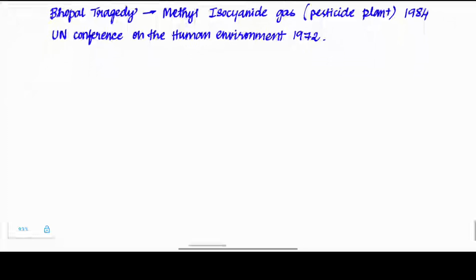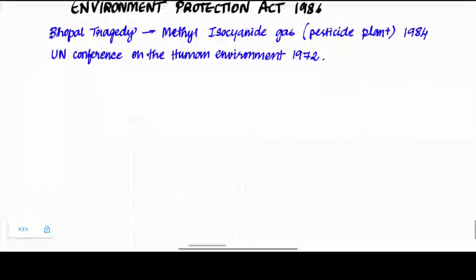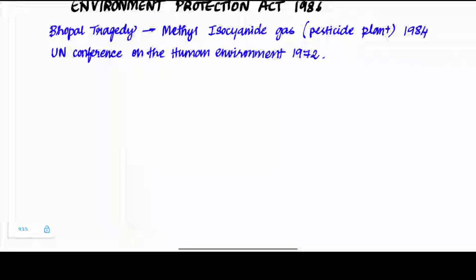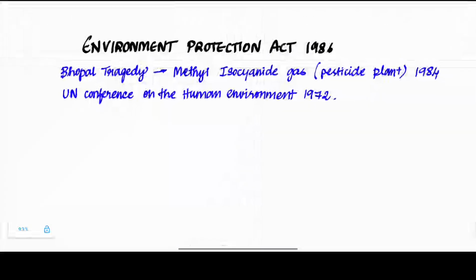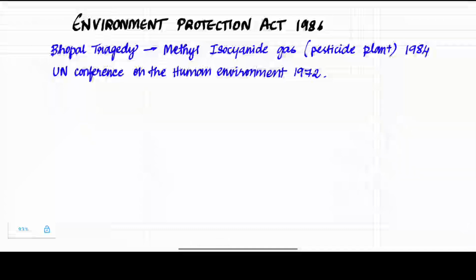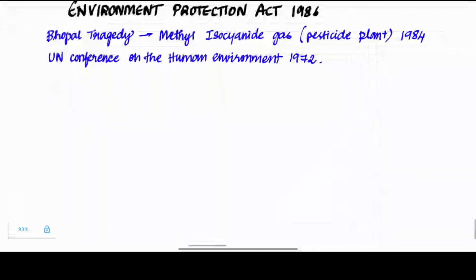Now, what is the aim? Its aim is to protect and improve the human environment and prevent hazards to human beings and other creatures. It covers various acts, and we have standards for the quality of the environment. It protects the environment, including air pollution and water pollution, so everything related to pollutants. This act deals with the control of pollutants. In the Environmental Protection Act, the Water Act and Air Act belong to this.